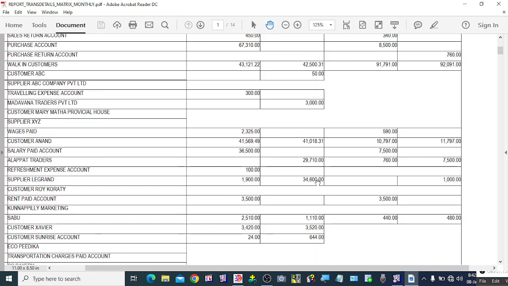If you are analyzing this report with a supplier ledger, we can very easily understand during the whole period or whole year how much we have purchased and how much we have paid to a specific supplier in each month. That we can very easily generate with the help of this comparison report.